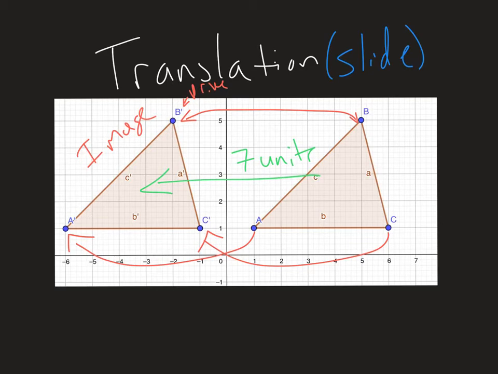So there's translation, pretty simple. You can move any direction you want. It doesn't just have to be horizontal. It could be vertical or some kind of strange line in between. But the idea is I'm just literally taking a shape and scooting it somewhere.